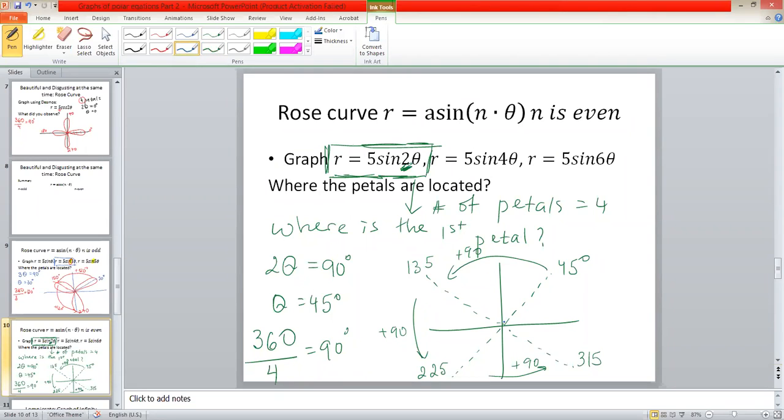And let's draw 4 beautiful petals. Of course, it's a sketch. The length of the petal has to be 5. It's just an approximate sketch of how it could look like.